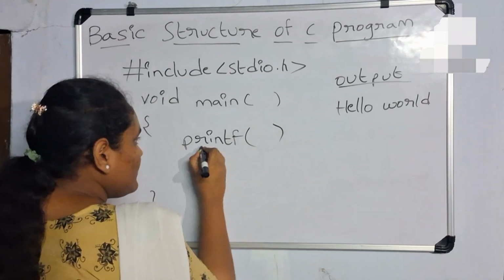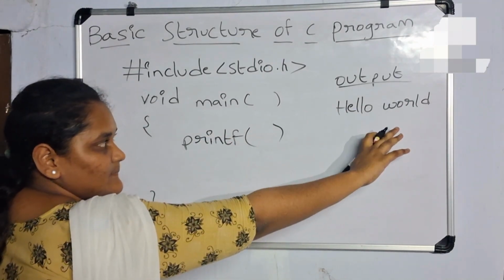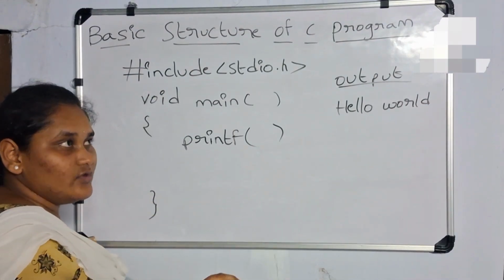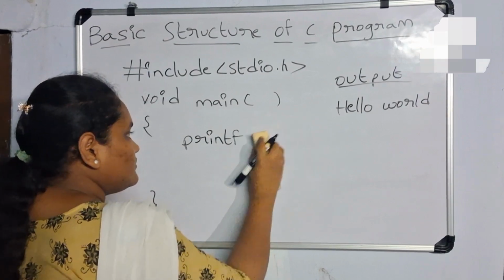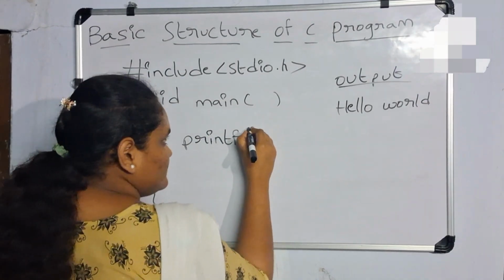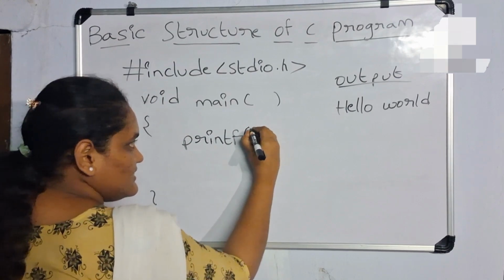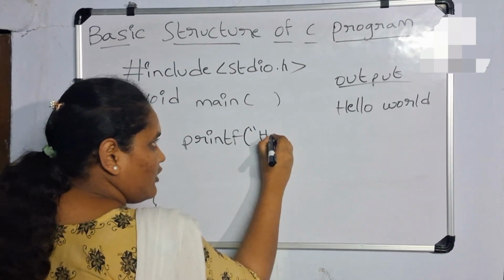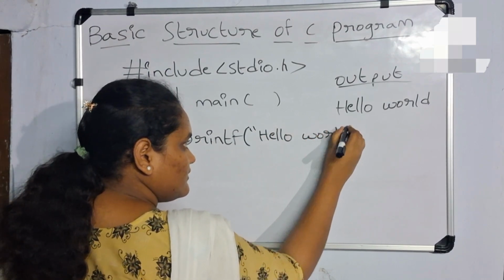For now, using this printf function, we can print anything on the output screen, any sentences, any words, any paragraphs. So how to write this function? Printf, and in the parentheses, within double quotes, write whatever you want to print onto the output screen.